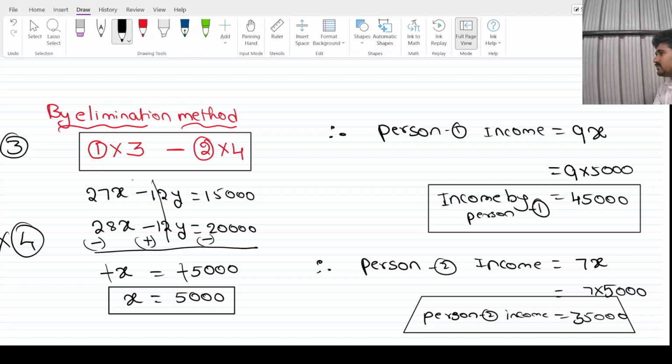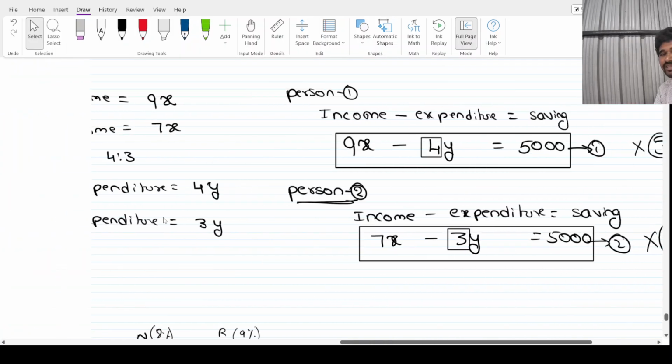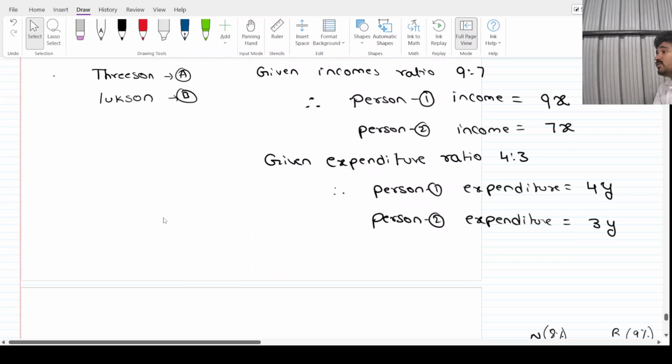Understood? So please observe it, go through it properly. The questions are lengthy. If you practice, then only you can do faster. We have to write all the steps. Otherwise, they will not give the marks. They will give 2.5. We lose half mark. Yes, it is a 3-mark question.